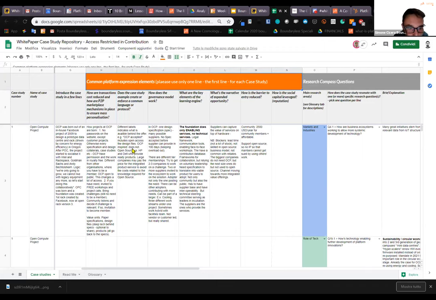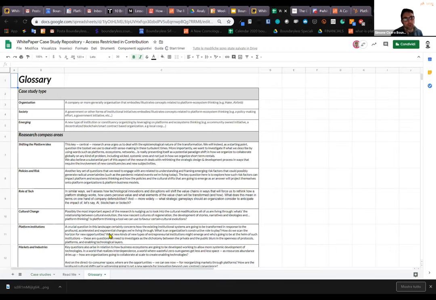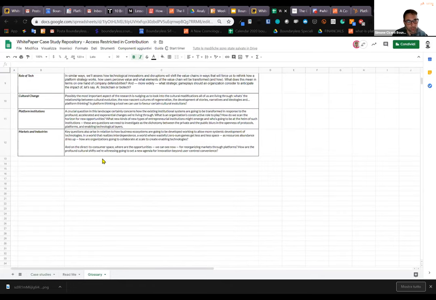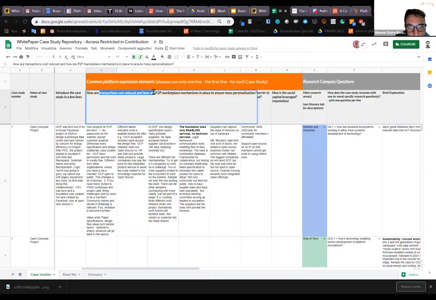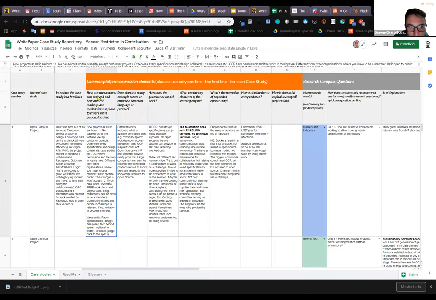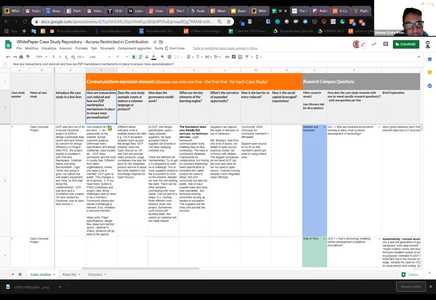So what is a common platform expression element? It's not in the glossary because it's self-explanatory. Essentially it's about how, for example, a case study reduces the cost of transaction with a mechanism such as a P2P marketplace, or how it creates and enforces a common language or protocol. These are the seven recurring expressions of platform thinking that we want to investigate in the case studies.